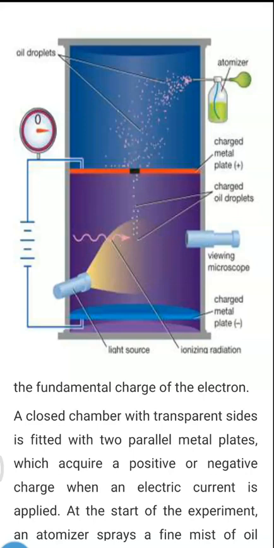From this oil drop experiment, what did he conclude? He concluded that the charge carried by all the particles is a whole number multiple of e, some basic fundamental charge whose value is 1.602 × 10^-19 coulomb, and this charge was found to be negative. So it had negative charge. So that is the charge on the electron.